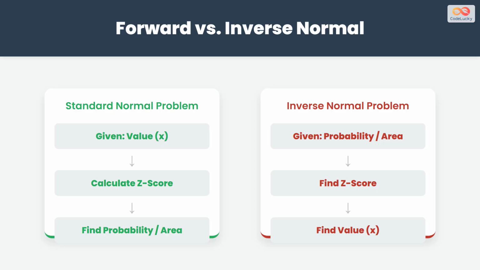In a standard normal probability problem, we usually start with a data value, convert it to a z-score, and then find the probability or area. In an inverse normal problem, we reverse this flow. We start with a given probability or area under the curve, use that to find the z-score, and finally calculate the specific data value x.